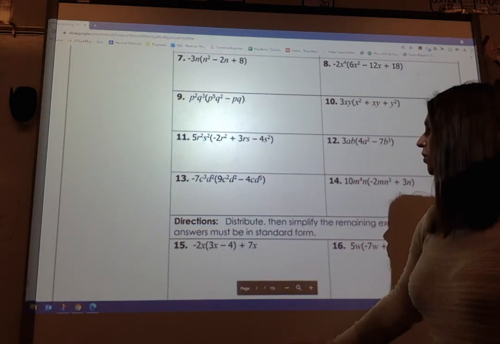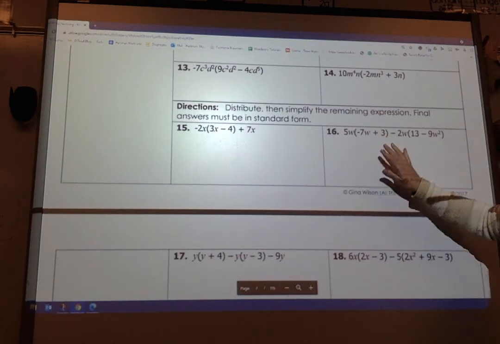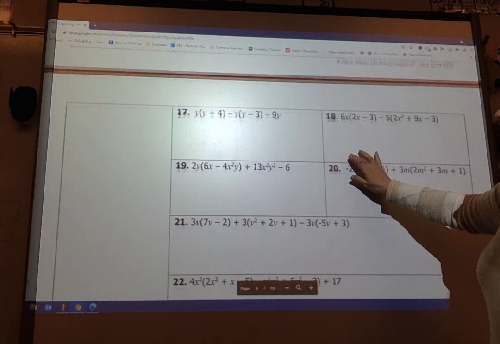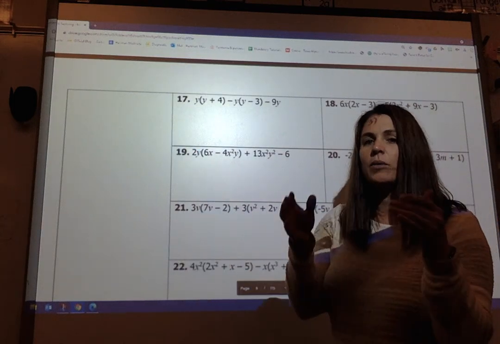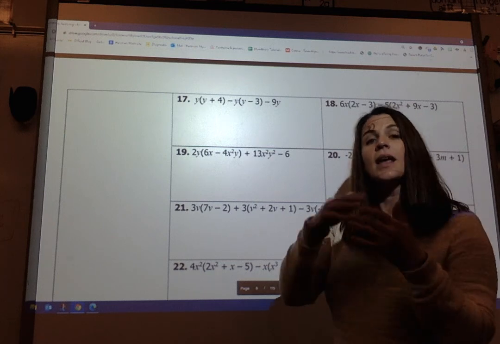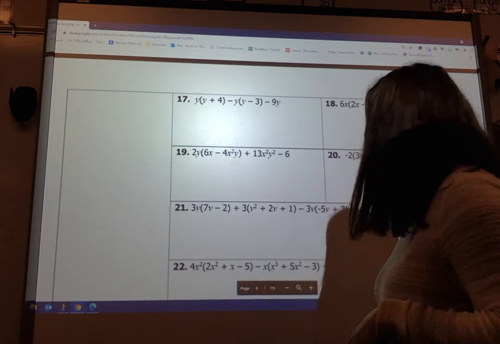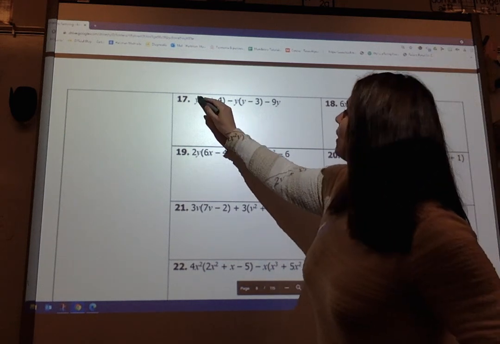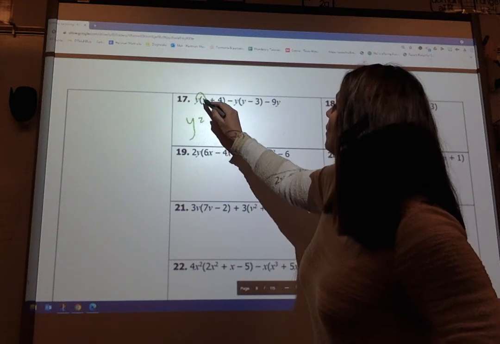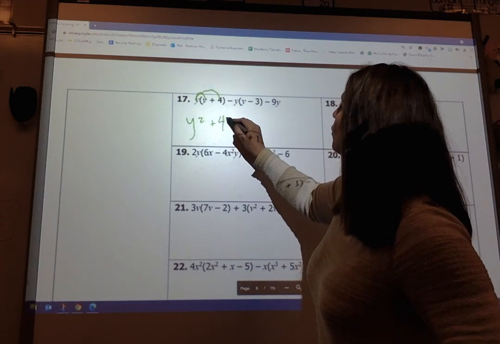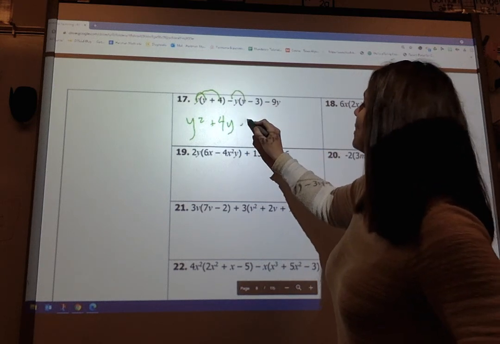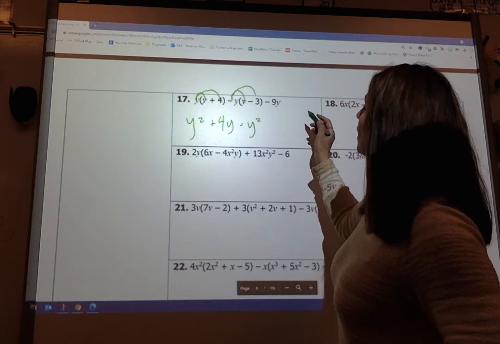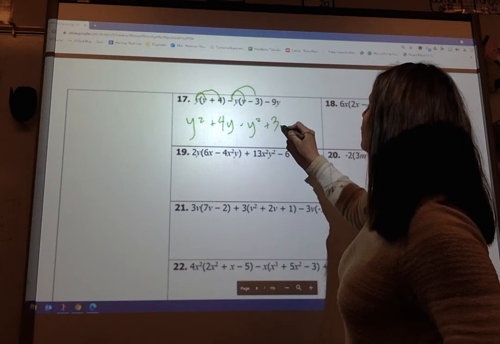Now, what we're going to do, down here on these, first we have to distribute, then simplify. So now we're combining what we did with learning exponents and what we did last section. So if you look at number 17, I get y times y is y squared, y times 4 is plus 4y. Distribute over here, negative y times y is negative y squared. Negative y times negative 3 is positive 3y.